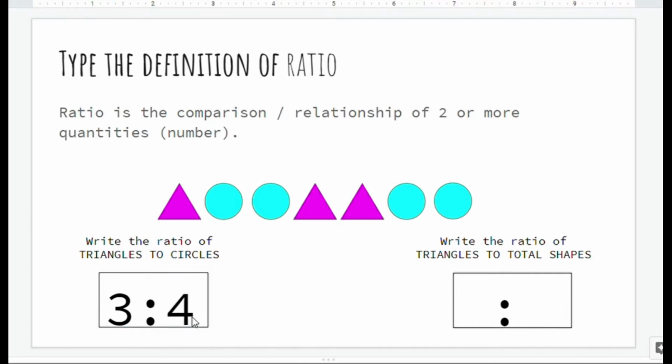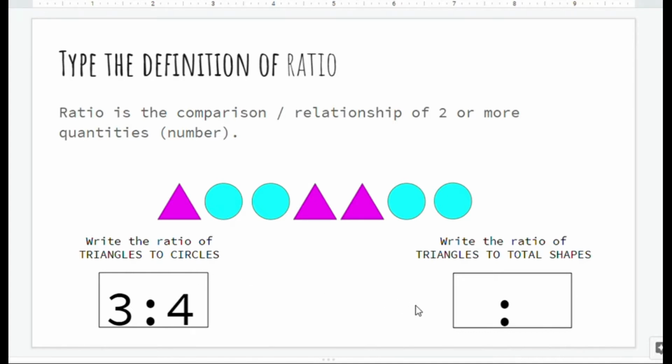Now, we know that there are 3 different ways to write a ratio. Right now, we're just showcasing our colon, but we could also replace our colon with the word "to," or we could write this as a fraction. But in this entire presentation, you're only going to see it written with a colon because that's the easiest way to present it digitally, and it's the most convenient.